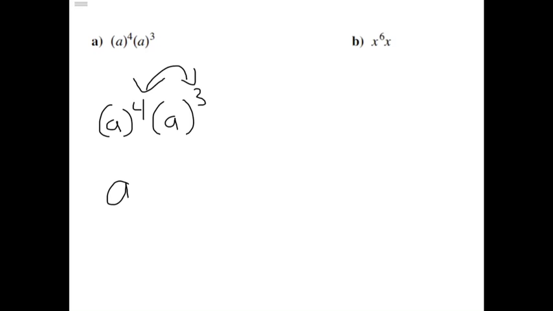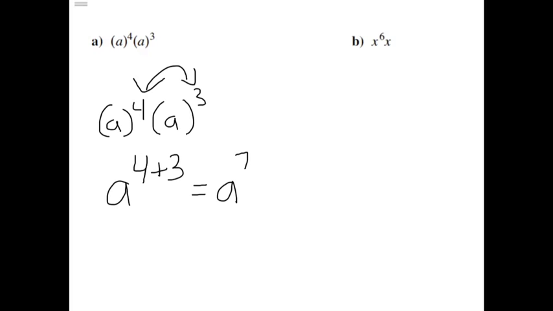For class example number 6 on page 64, we're going to use the exponent laws to simplify all of these. Let's take a look at a. We've got a to the power 4 times a to the power 3. Since we're multiplying here, we're going to be using the product law. In that case, you're going to be adding the two exponents together. So it's the equivalent of saying a to the power of 4 plus 3, which is going to be a to the power of 7.